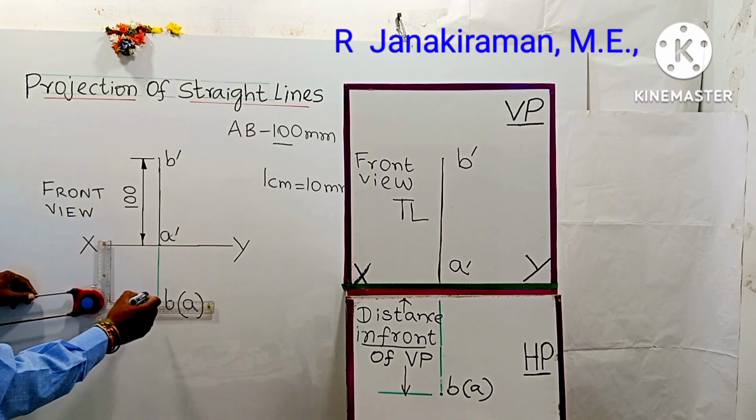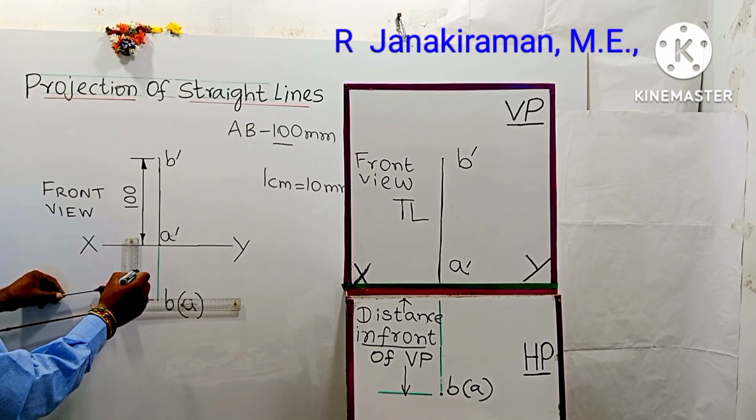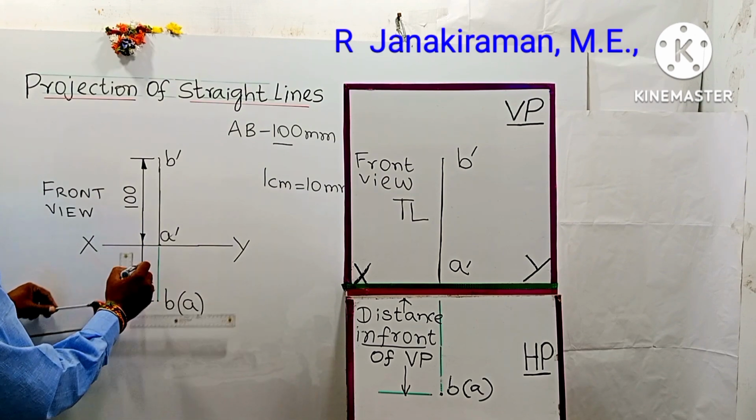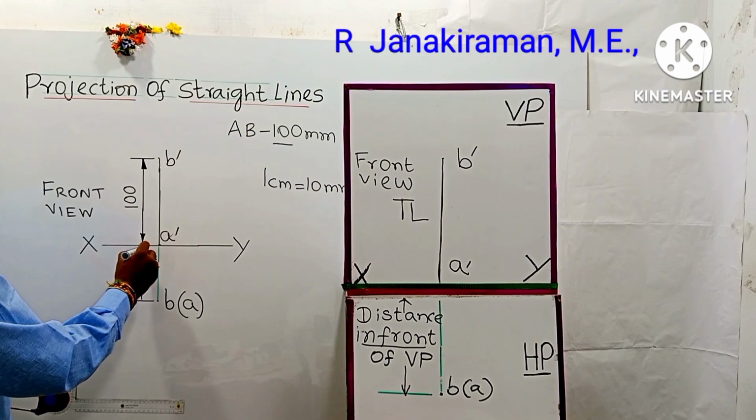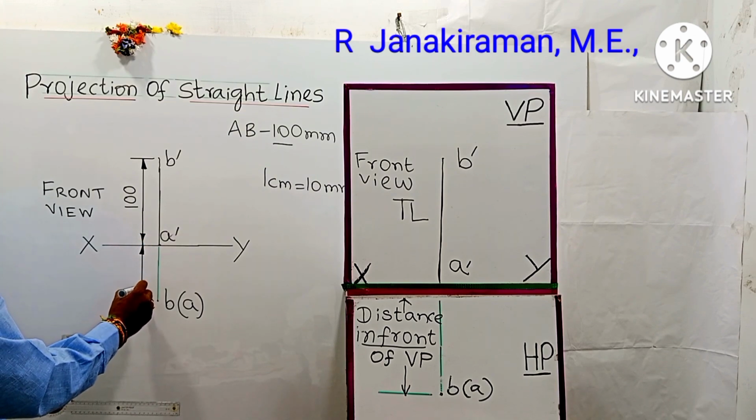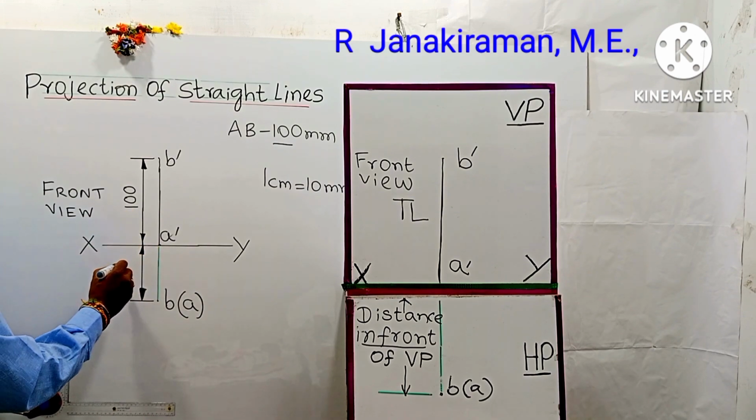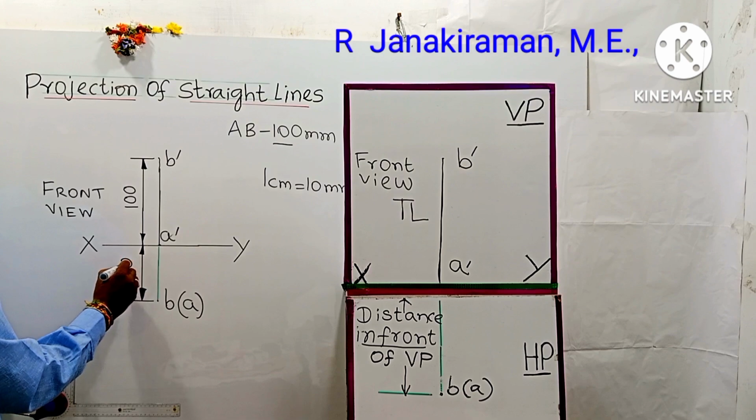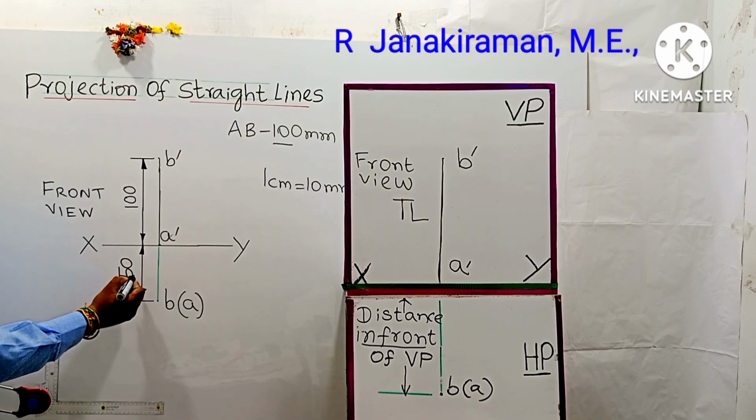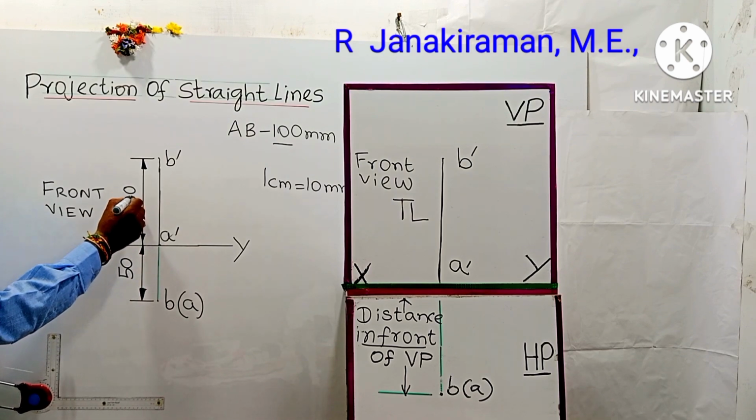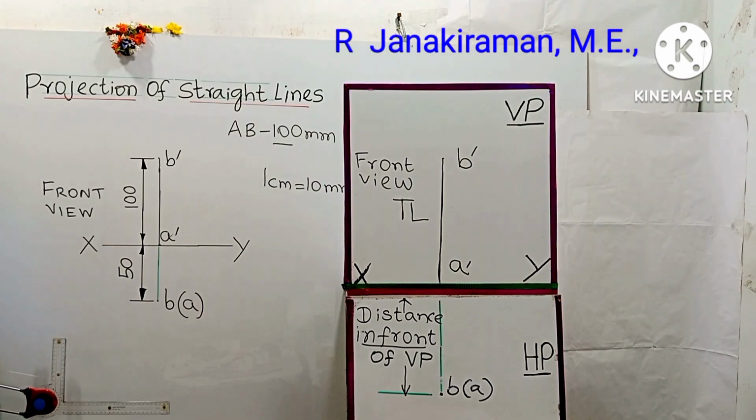And this is the distance called the distance in front of VP. So you have to dimension it by a dimension line with narrow arrowheads, shade the arrowheads, and you can write the distance in front of VP below the XY line, say some 50 mm, at the center of the line, above the line, parallel to the line. You have to leave some gap between the numbers and the dimension line. Okay. So from here, what did you understand?